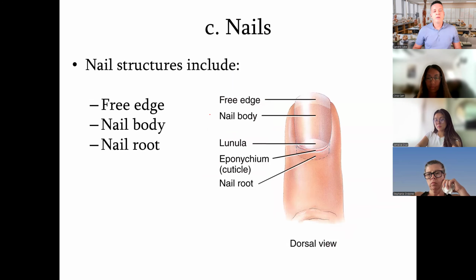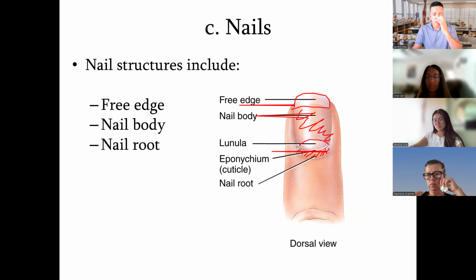And finally, the nails are also divided into different sections. The section of the nail that extends beyond the fingertip is what we call the free edge of the nail. The main section of the nail is the nail body. And then at the bottom of the nail body, there is a little white section called the lunula, and a section that we don't see, which is the nail roots, and the little piece of skin that helps to anchor the nail to our finger, and that is what we call the eponychium or the cuticle.